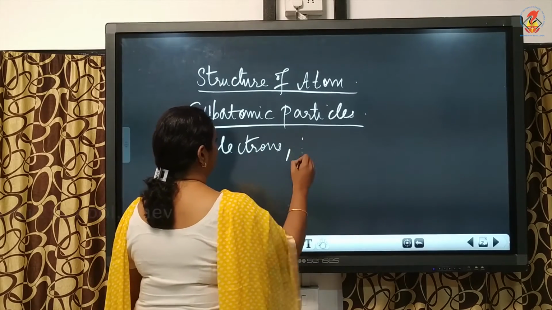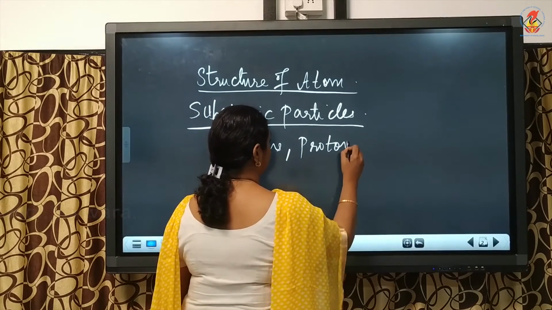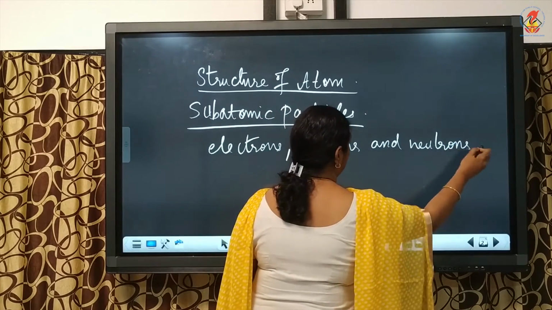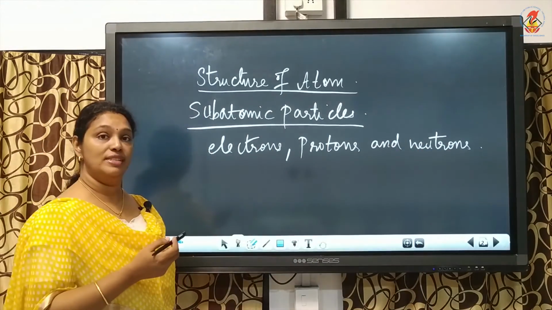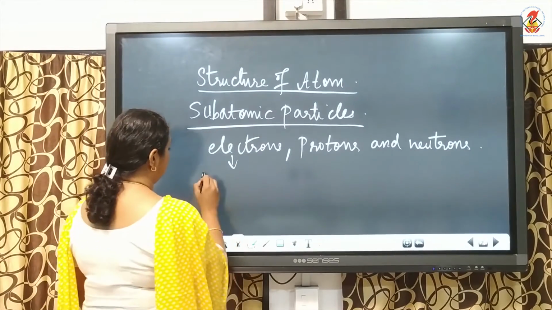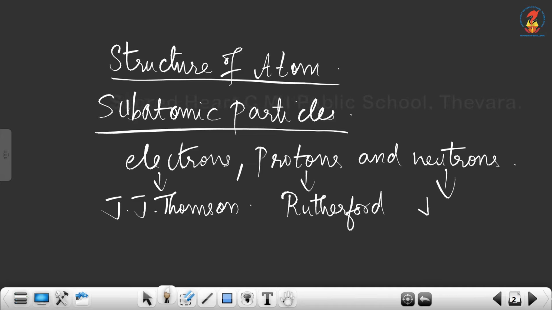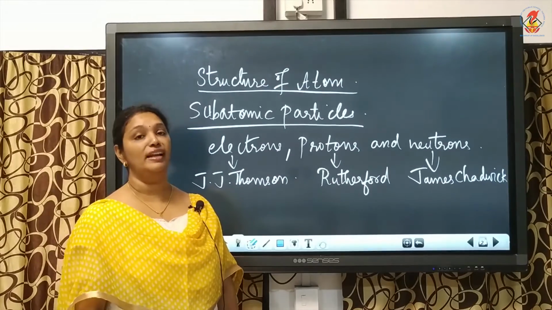Electrons, protons and neutrons. And electrons was discovered by J.J. Thomson. Protons was discovered by Rutherford. And neutrons was discovered by James Chadwick. So these are the 3 subatomic particles in an atom.